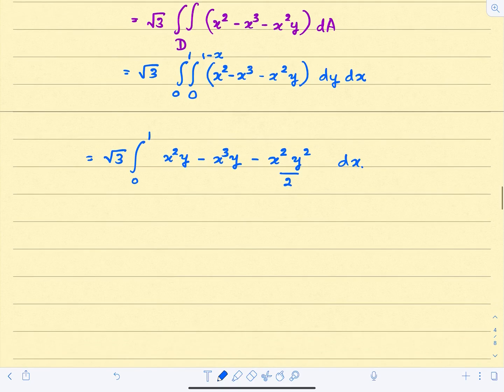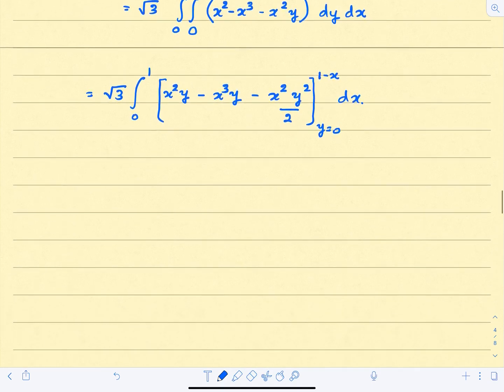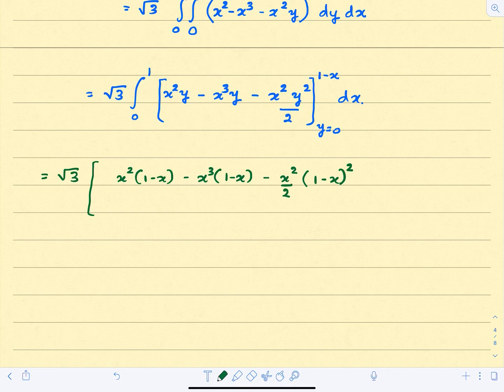Now instead of y, the lower limit is 0, the upper limit is 1 minus x. So let's apply these two limits, the upper limit first and then the lower limit. You'll get x squared times 1 minus x, minus x cubed times 1 minus x, minus x squared over 2 times 1 minus x quantity squared, minus, if we apply the lower limit, since y equals 0, your lower limit will give you 0. Then dx, the integral from 0 to 1.